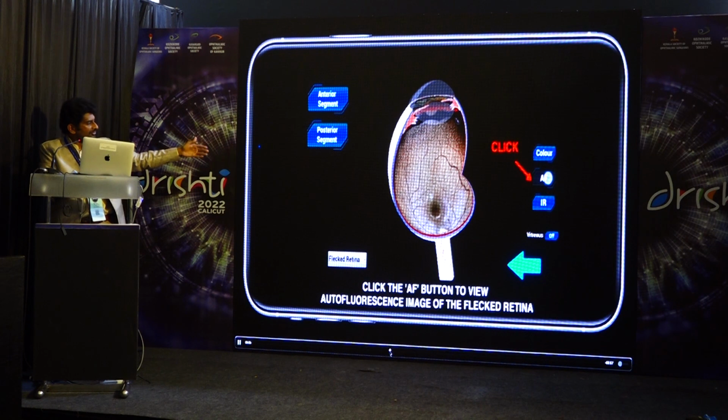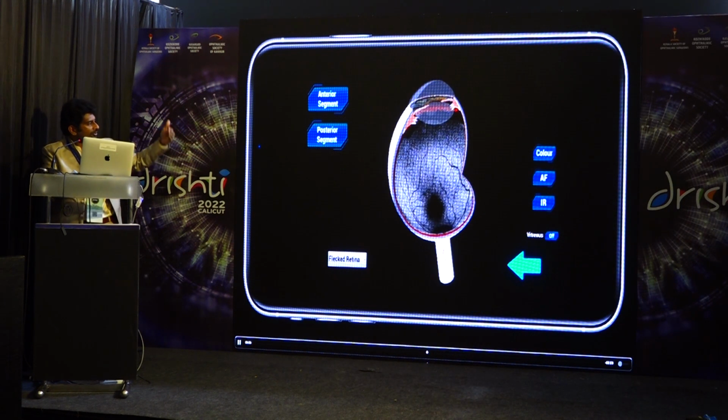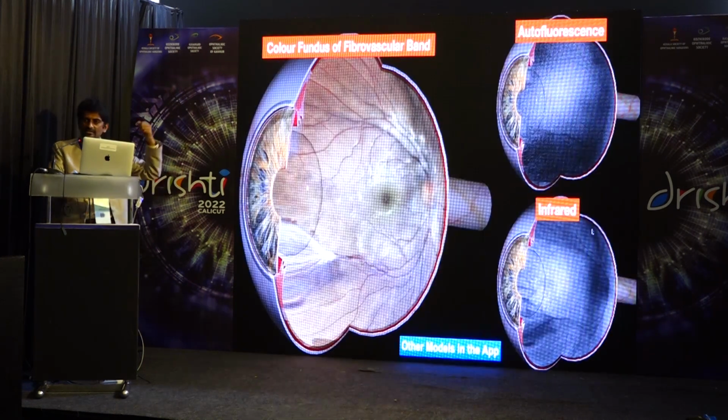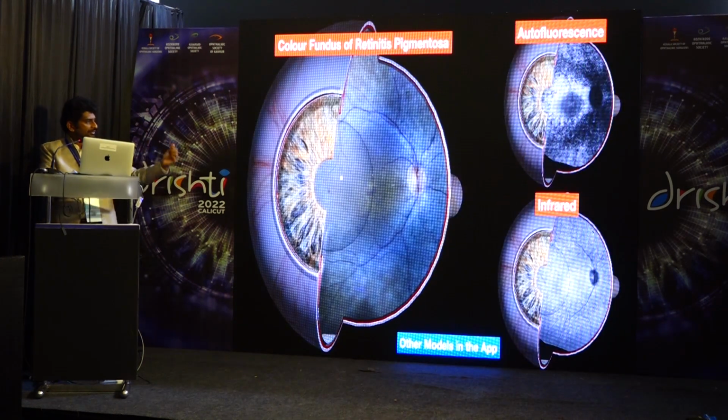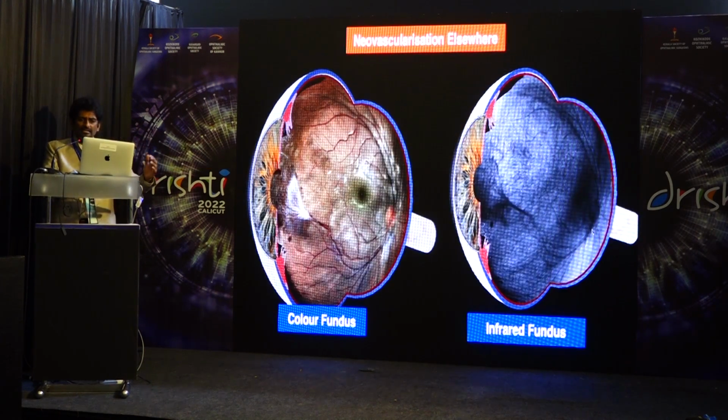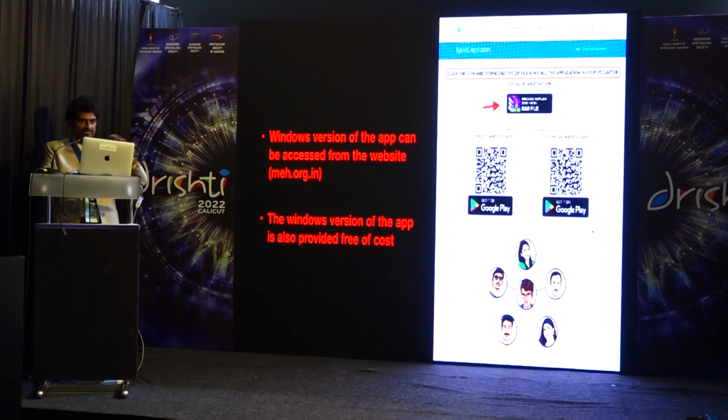You can see that we started using many pathologies. We started adding on autofluorescence, infrared, and the pathologies list kept on increasing. Flecked retina, fibrovascular band, retinitis pigmentosa. These are all our own patient data. Started collecting like an atlas. Any retinal pathology, any angle pathology, we started collecting.